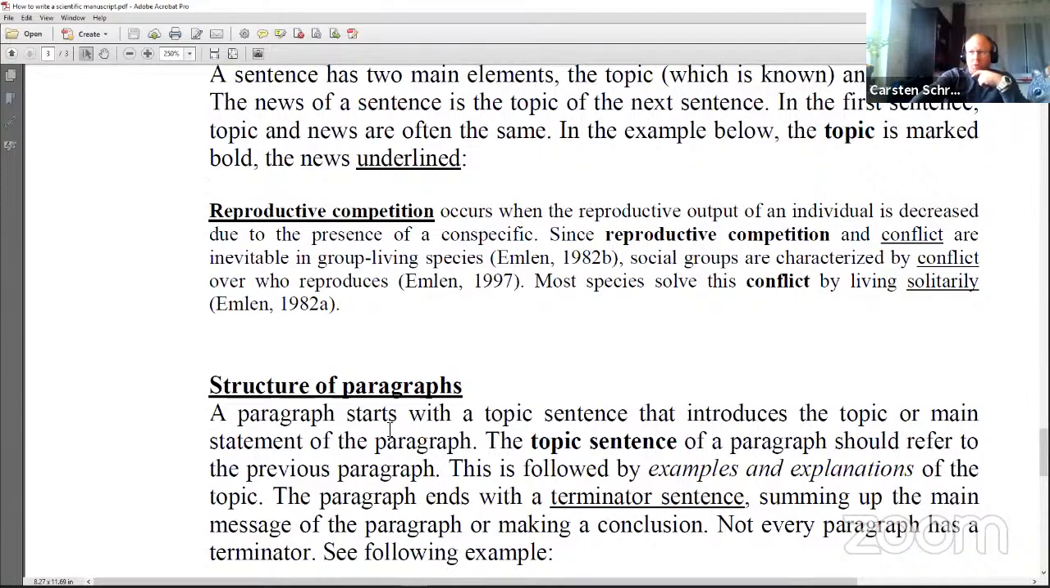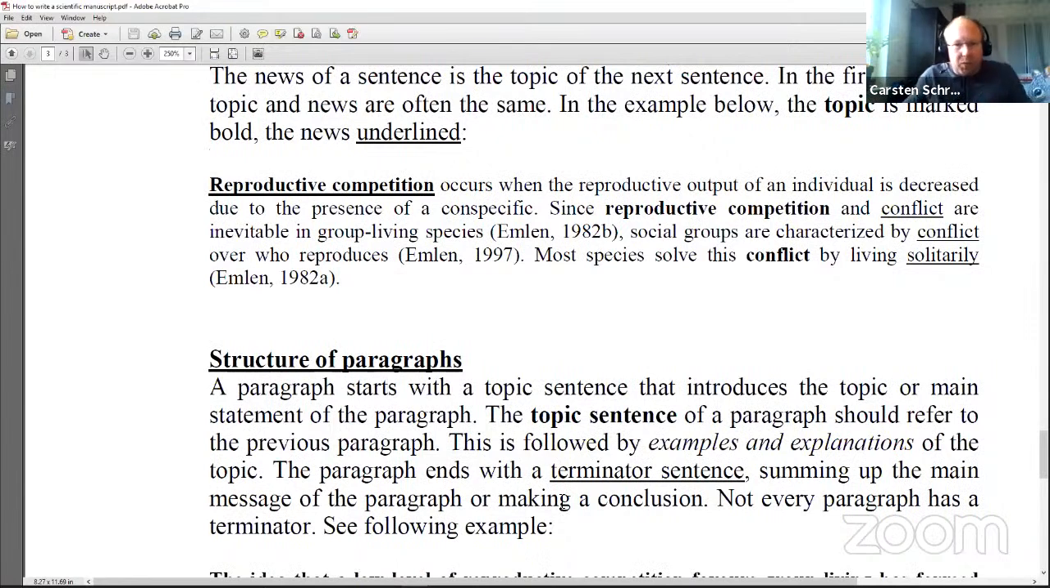The structure of a paragraph is similar. A paragraph starts with a topic sentence, so the first sentence should prepare the reader about what the topic of the paragraph is. And it ends with a terminator sentence, which typically summarizes what you wanted to say in this paragraph. It is, especially in the introduction, often a conclusion. And between the topic sentence and the terminator sentence, you will then bring examples and explanations.